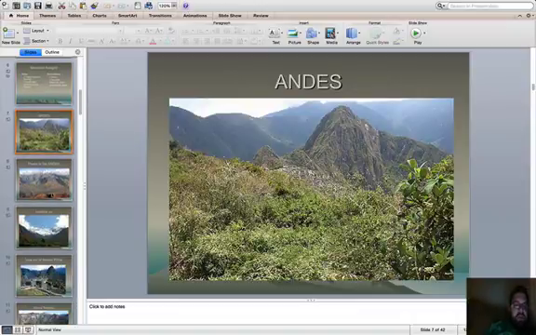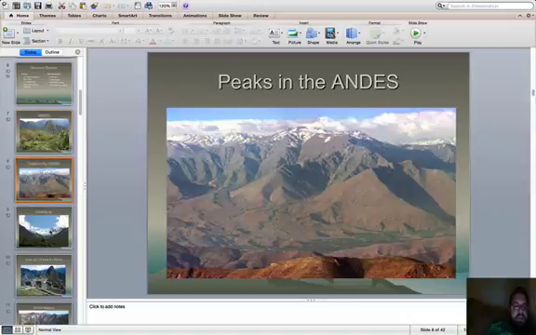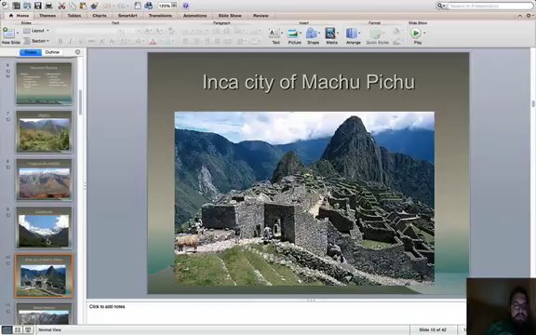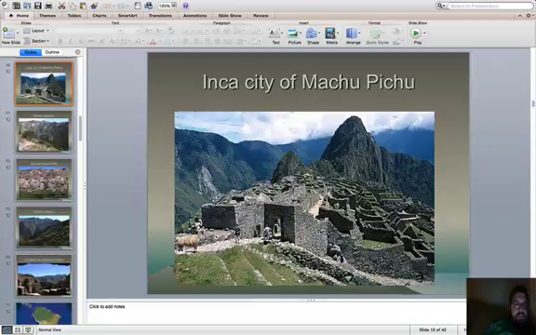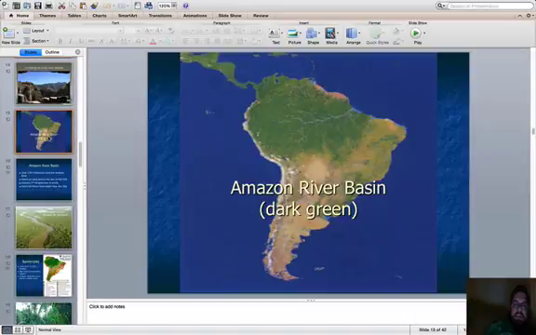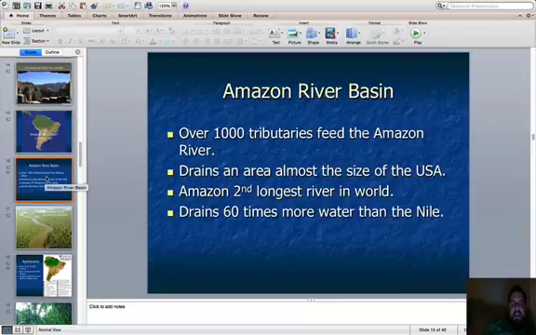All right, and then here's just some photos. Here you can see the Andes Mountains. There's the Andes in Chile. There's the Andes in Argentina. And then, of course, Machu Picchu is in the Andes Mountains as well. And so just kind of go through these photos real quick and then get on down to the Amazon River Basin. So this is a huge physical feature, obviously, in South America. It takes up a huge part of the continent.